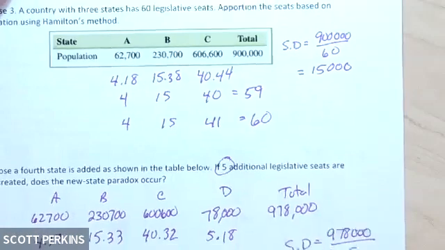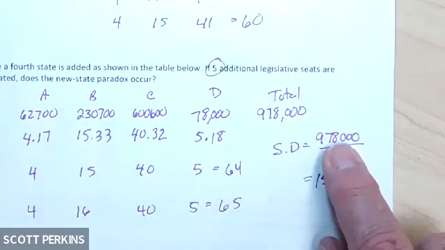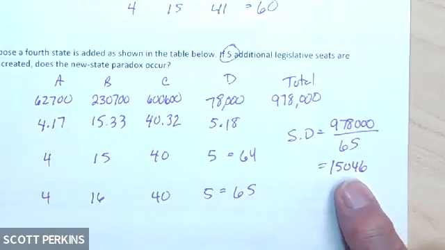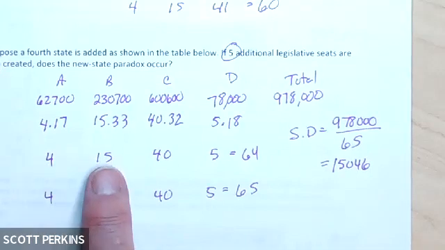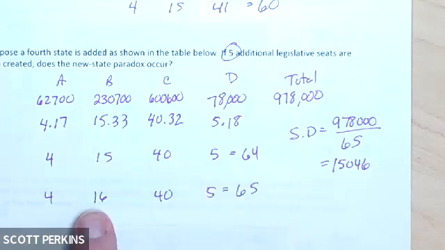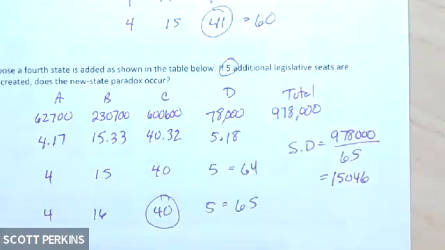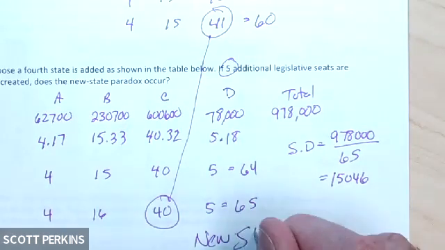Then when I added that extra state with 78,000 people and 5 additional seats, we had 978,000 divided by 65 seats for 15,046. Divided the 15,046 into each, and when I truncated, I got 4, 15, 45 for 64. Needed to add one more. This time, when I add the one more, it gets added to state B because it had the highest decimal. And notice, did the new state paradox happen? And the answer is yes. State C decreased its representation, so that is the new state paradox.